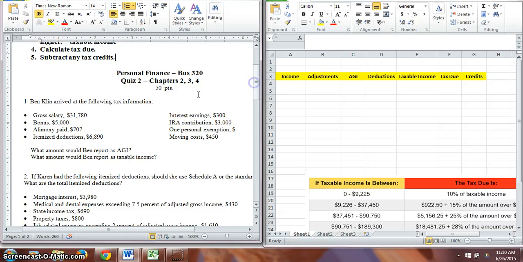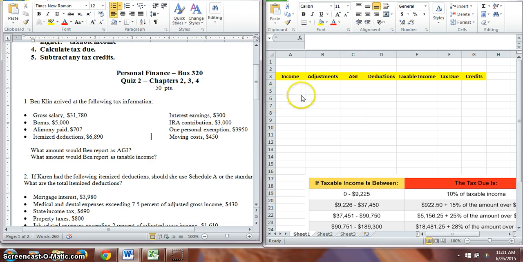Problem number 1. Ben arrived at the following tax information: salary, bonus, alimony paid, itemized deductions, interest earnings, IRA contribution, and one personal exemption. It's left blank here because you have to remember what it is, and it's $3,950, so I'll go ahead and type it in right now. And remember, the standard deduction is $6,200. First question, what would Ben report as AGI?